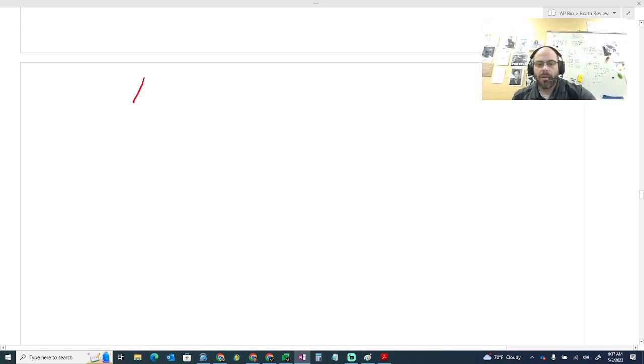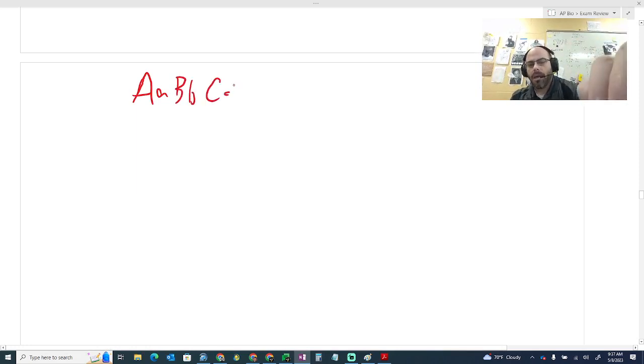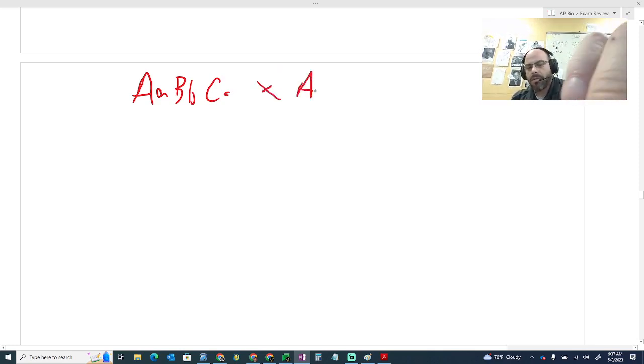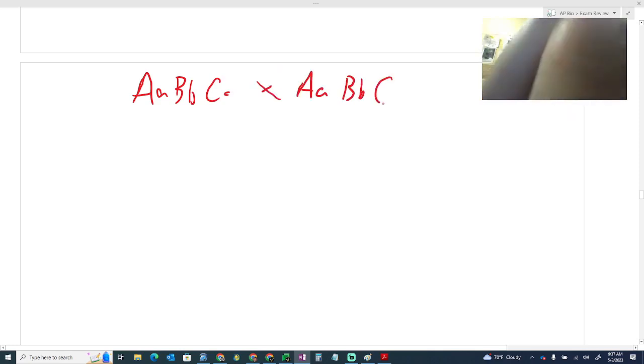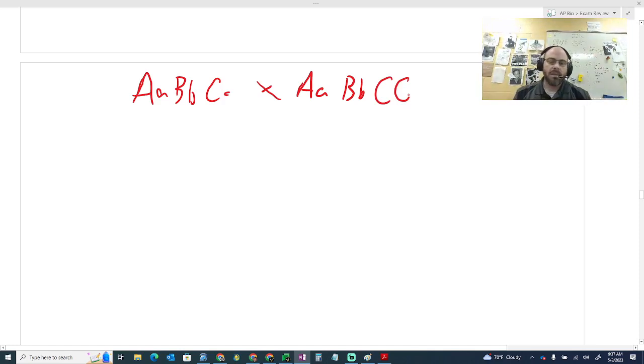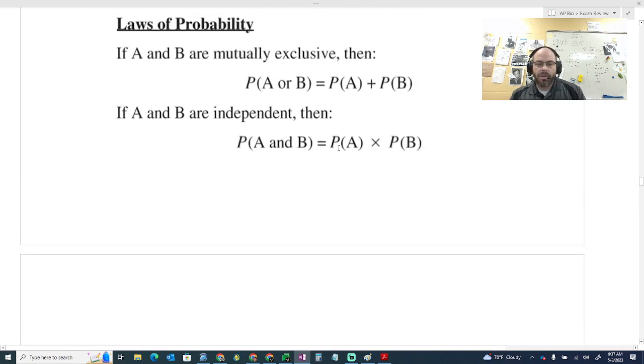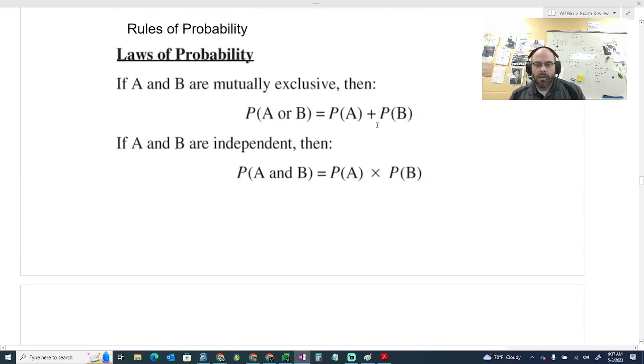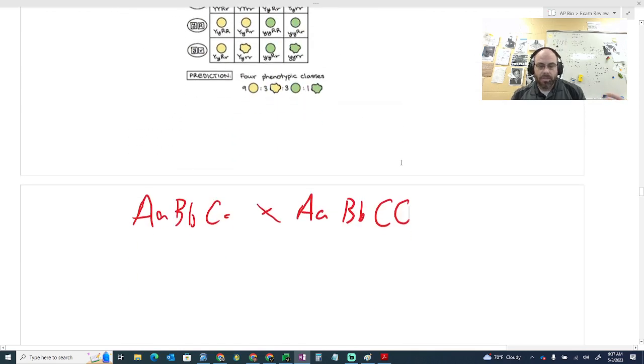So let's say we have an individual that is heterozygous for 3 genes. And we have another individual that is heterozygous for 2 genes and homozygous dominant for the third gene. We're not even going to talk about what these are because we're just going to do the probability problems. Well, there's two different rules, right? If it's A or B, then you add, if they're mutually exclusive. The "or" is the important thing here. If it's A and B, then you multiply. "And" is the important word here.